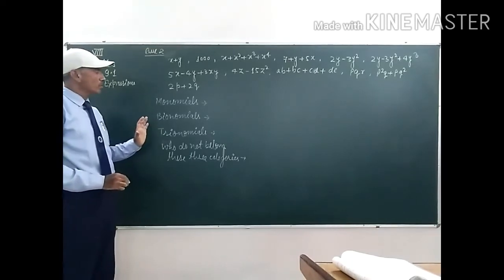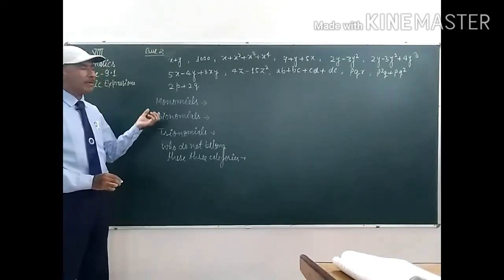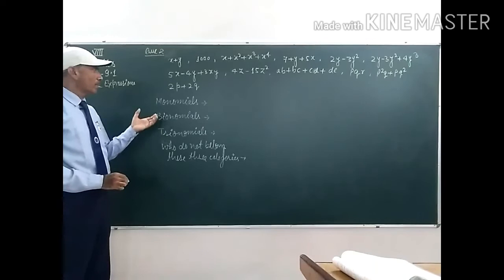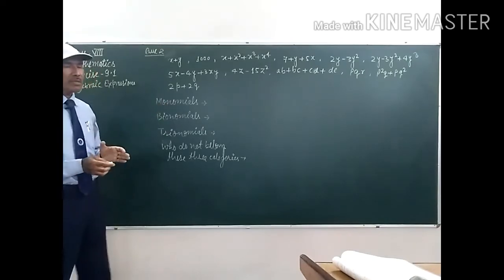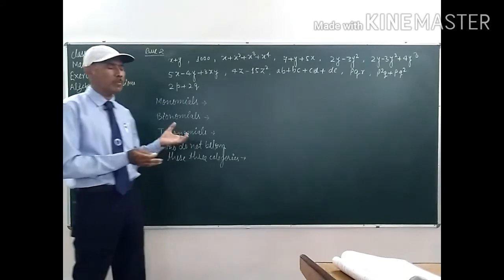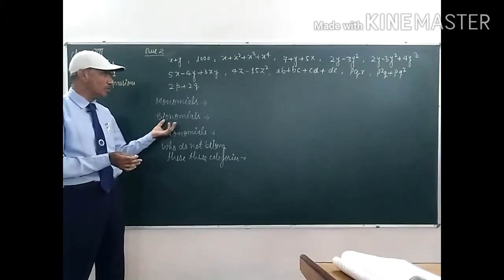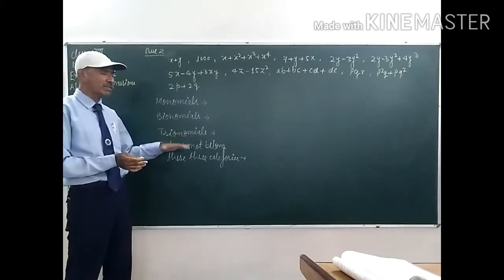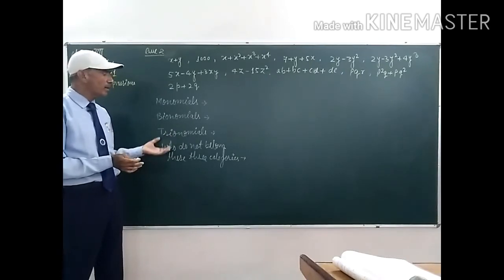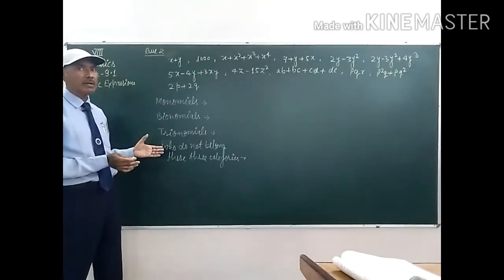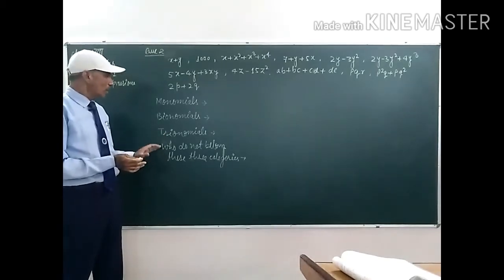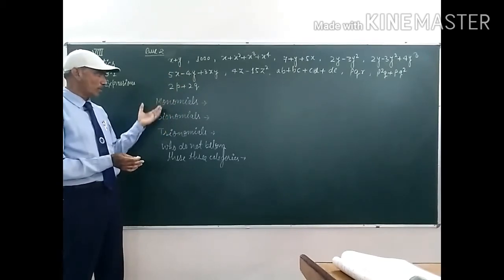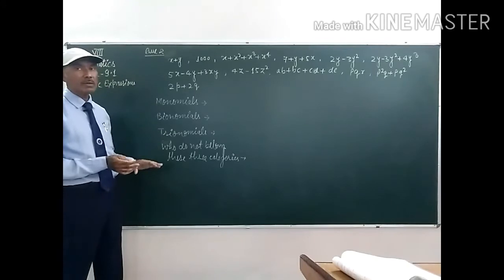Okay, students? So, in your introduction video, you have already known that expressions having one term are called monomials. जिस एक्सप्रेशन में सिर्फ सिंगल टर्म होता है उसको हम मोनोमियल्स बोलते हैं, and expressions having two terms are called binomials, and algebraic expressions having three terms are called trinomials, and more than three terms they are called polynomials. Okay, so you have to categorize these expressions into monomials, binomials, trinomials and polynomials.